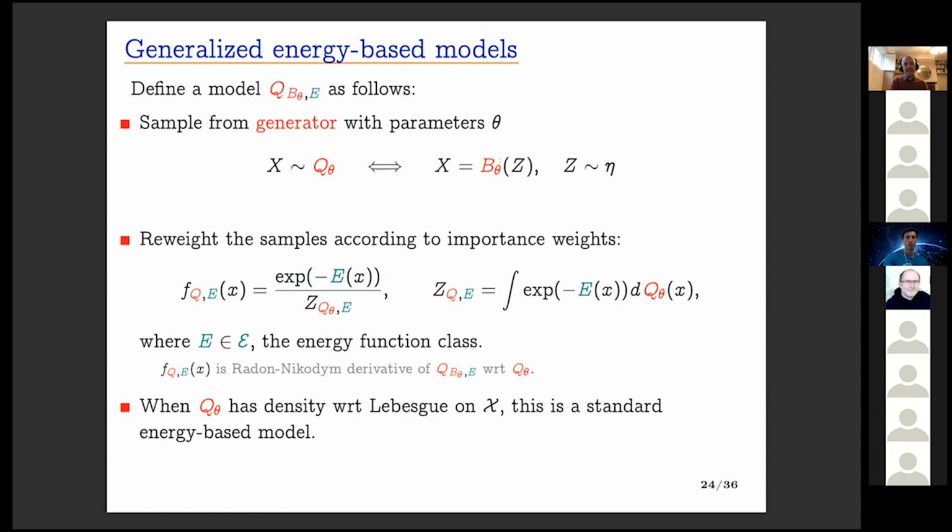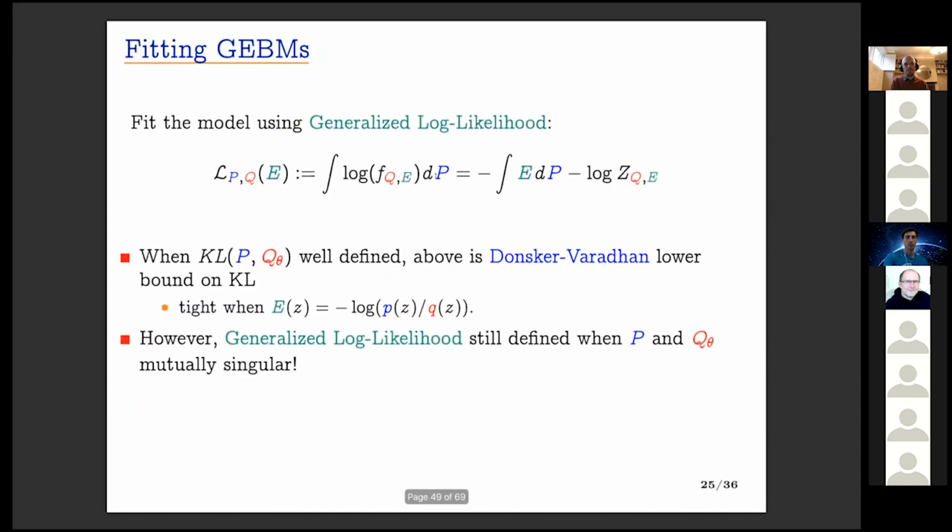We're interested in the case where the support of Q is on a much lower dimensional submanifold in this high dimensional space. That is the case that we describe here, and that's why we use this phrase, generalized energy-based models. How do we fit a generalized energy-based model? Well, we fit it using a generalized log likelihood. We just take the log of our model and we integrate it over our data distribution.